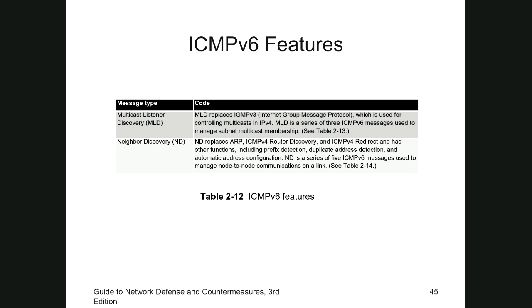So in IPv4, you could have what was called an ARP attack or ARP poisoning. Well, neighbor discovery replaces that. And so some of the issues that threat actors are able to exploit with IPv4 addresses are mitigated through the neighbor discovery feature in IPv6.